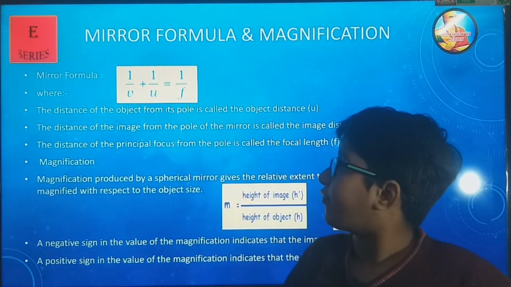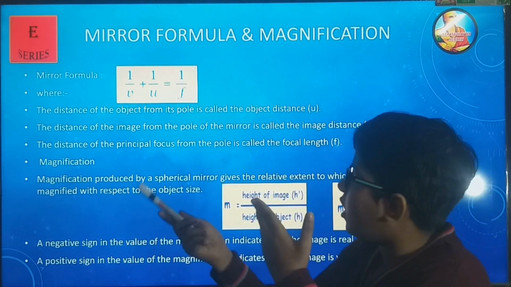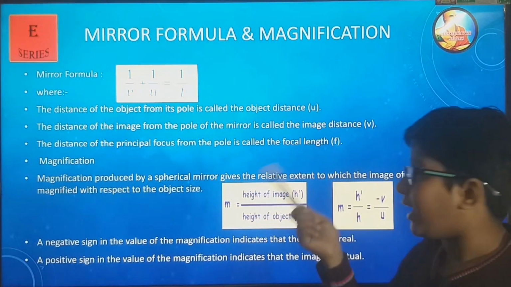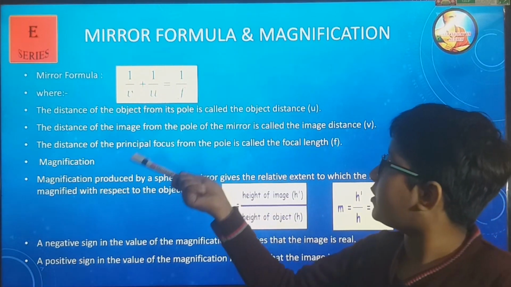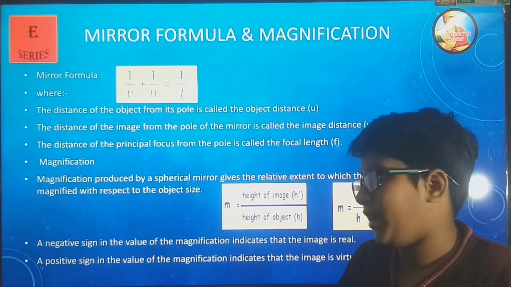1 by the focal length. The distance of the object from the pole is called object distance u, and the distance of the image from the pole of the mirror is the image distance v, as we already learned. And the distance from the principal focus to the pole is known as focal length. This we have already learned.